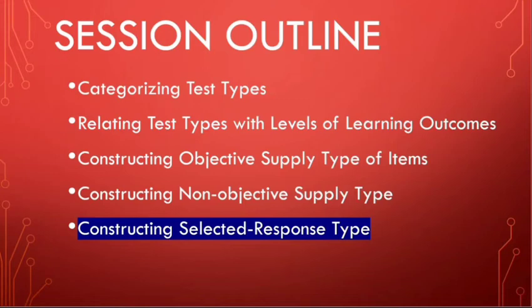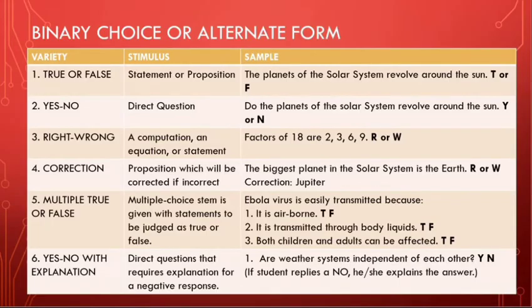Now, at this point, we are on the last subtopic, which is constructing selected response type of test. On your screen, you would see the different examples of binary choice or alternative form of test item. On the first column, you have these six varieties of binary choice: true or false, yes or no, right or wrong, correction type, multiple true or false type, or yes or no with explanation. Now, we have examples of test items on our screen.